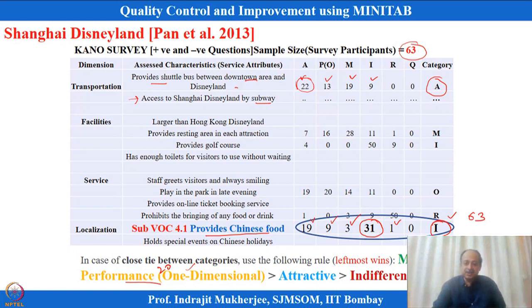So, functional questions and dysfunctional questions, positive questions or negative questions in the sample survey will provide me enough information, and using Kano tables, I can figure out in which category it falls, whether it is a positive category or a negative category.